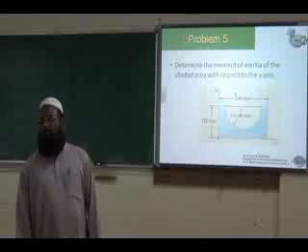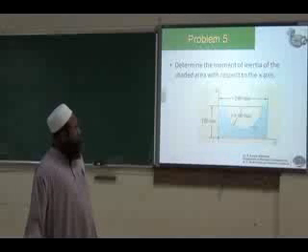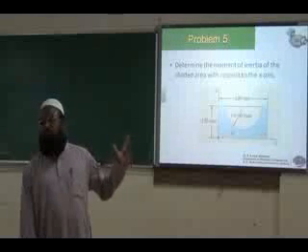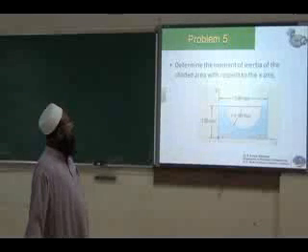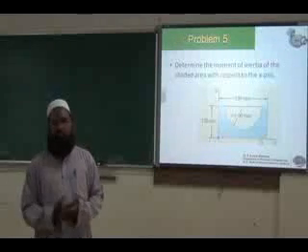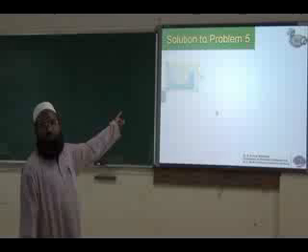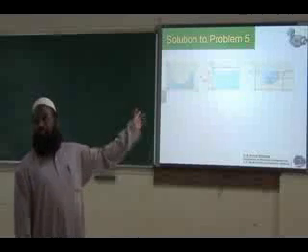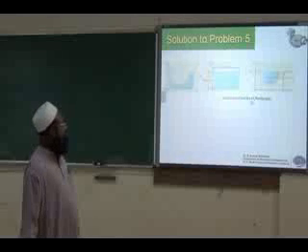Now we apply this to a composite area. Suppose we have a rectangular plate with a semicircular hole in it. So we have to split it into two areas, rectangular and semicircular, and find the moment of inertia about the x-axis. So we split it into two areas, rectangle and circle. The moment of inertia of the rectangle minus the moment of inertia of the circle will give you the final moment of inertia.